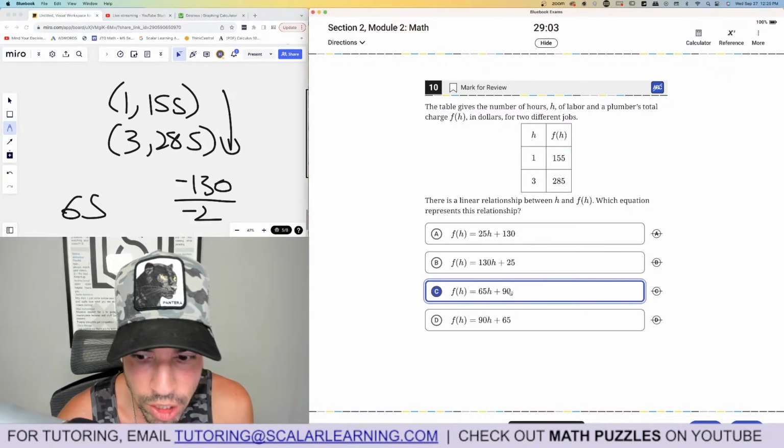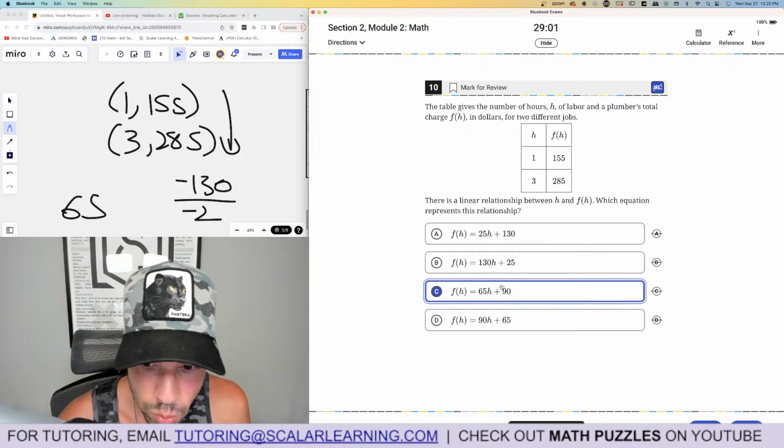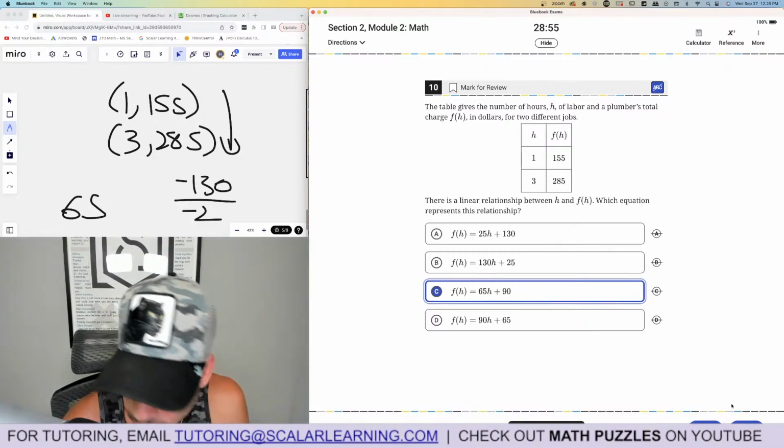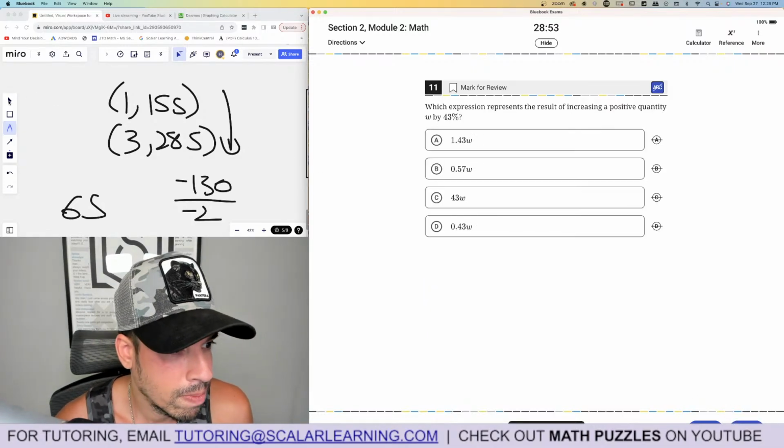We're going to say 65h plus 90. So we plug in 1. That gives us 155. Corroborated. Plug in 3. That gives us 195 plus 90, which is 285. Double corroborated. Boom, done.